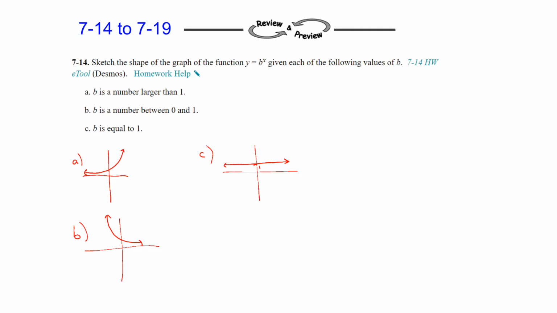And so those are the three shapes of the graph for an exponential function for values that are greater than 0. You see an increase, a decrease, and then one that is constant, staying at the value 1.